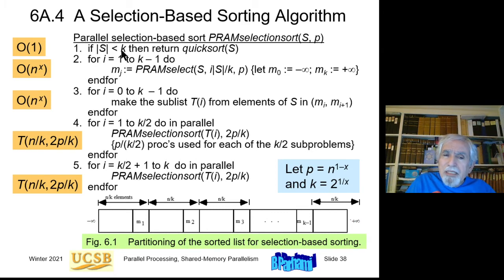Again, this is typical of parallel algorithms. When the problem size is small, we just don't bother. We use some sequential sorting algorithm such as quicksort. Otherwise, we divide the list into k parts.